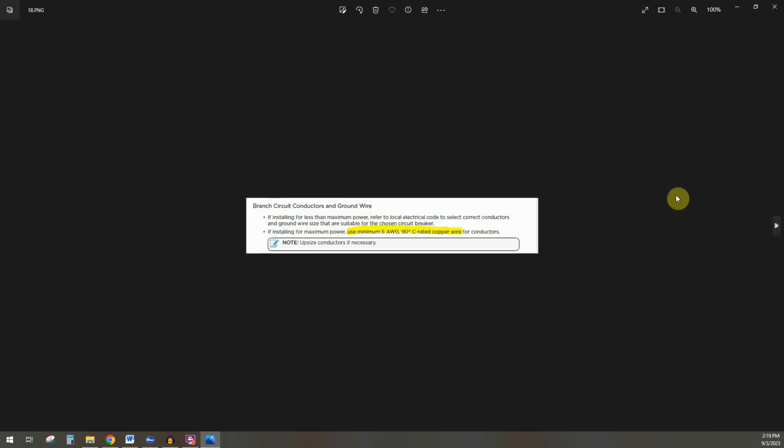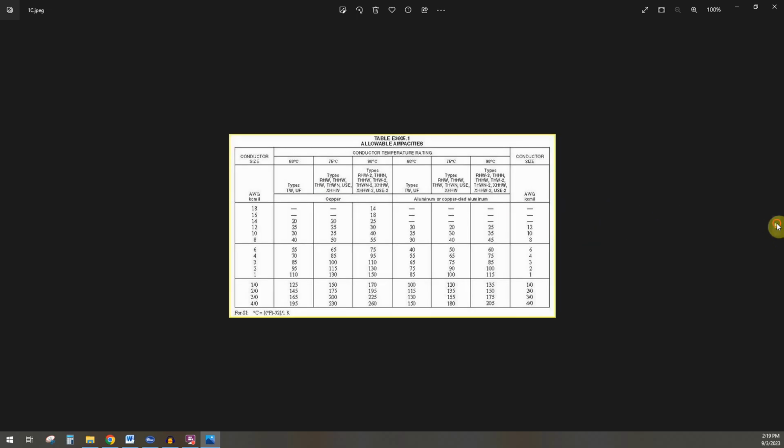So if you look at Tesla's instructions, it says use minimum 6 AWG at 90 degrees Celsius rated copper. And so the 6 gauge THHN is rated at 90 degrees. So if we go to an amp chart here, right here is the 90 degree rating. If we look at the 6 gauge here, it's rated up to 75 amps, which is obviously higher than the 60 amp breaker, so you're good there. And even at 75 degrees, it's 65 amps, so that's still good.